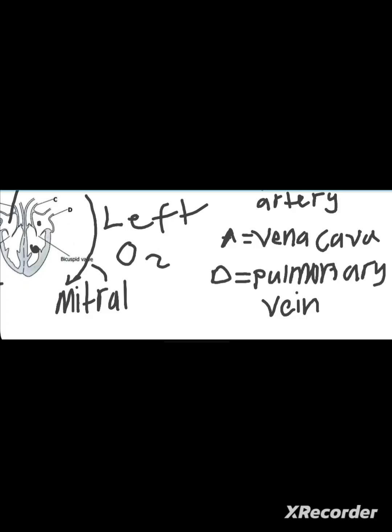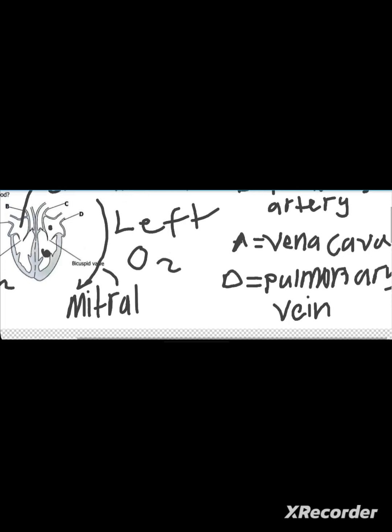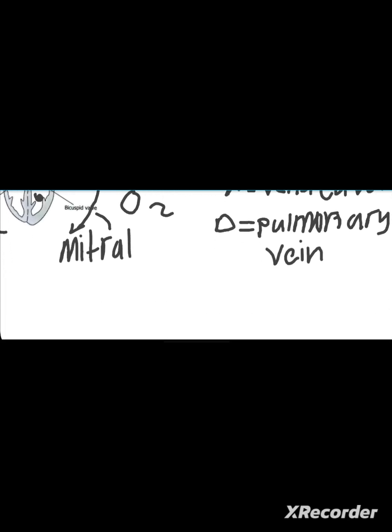So when the blood comes here in the left ventricle, it has to be pumped to the rest of the body. It will come here all the way up to this side, to the rest of the body, via the aorta. It will be pumped to the rest of the body via the aorta. Meaning C will be the aorta.